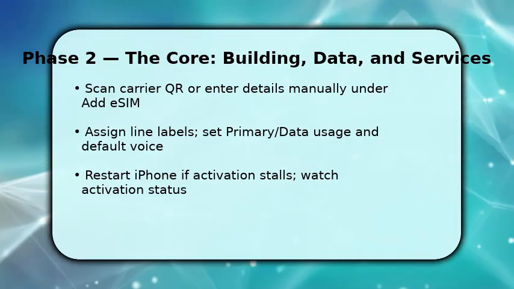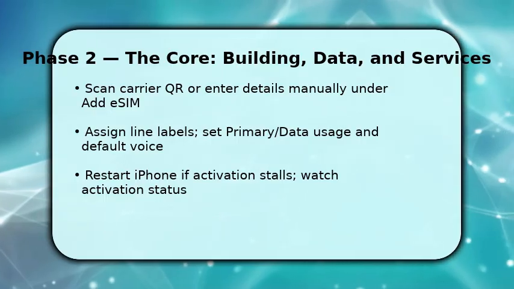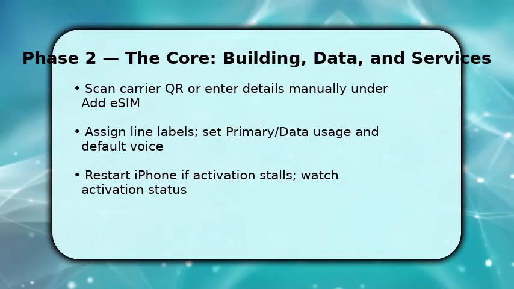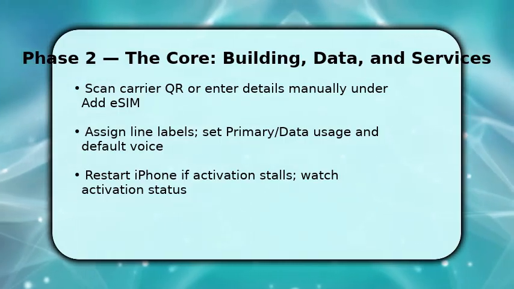If activation stalls, restart the phone to force network negotiation, and then return to Settings > Cellular to confirm the eSIM status shows activated. That sequence completes the core configuration.